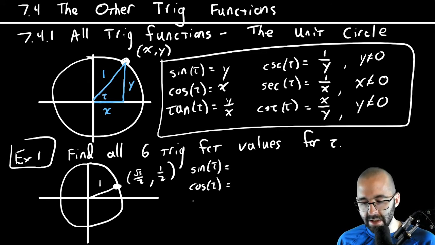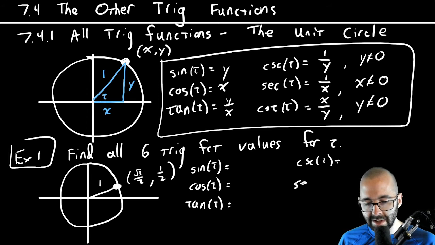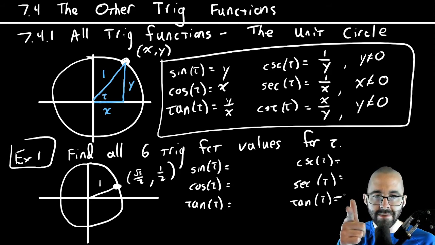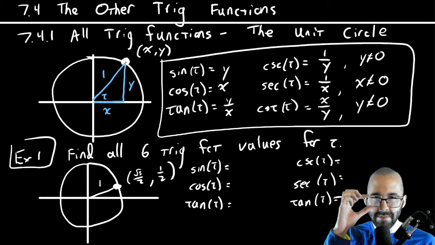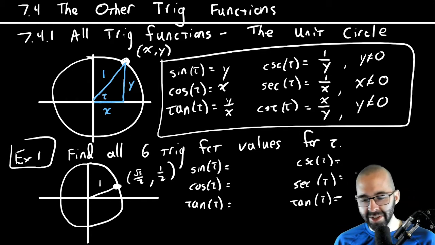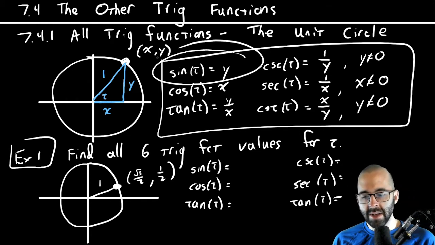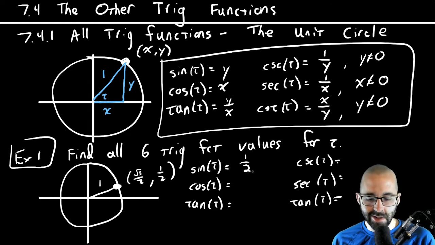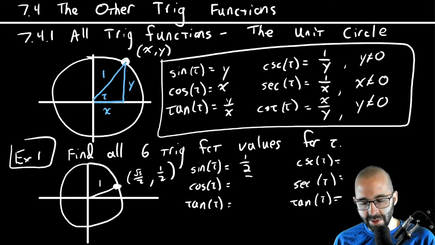Sine, cosine, tangent, cosecant, secant, and cotangent. So I'd recommend pausing the video now and filling these in. Pause me. All right. Hopefully this is what you filled in. On the unit circle, sine is y. What's the y value? 1/2. On the unit circle, cosine's x. That's root 3 over 2.